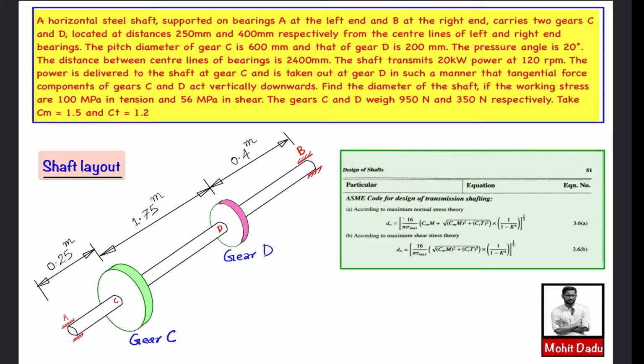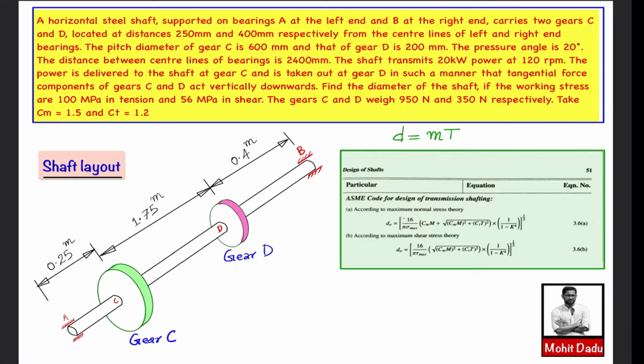In some cases the number of teeth and module of the gears will be specified. In that case you can find the diameter from module times number of teeth. Here the diameters of both gears are directly given, and the distance between the two bearing ends is 2400 mm, that means 2.4 meter, and from this you can find this distance as 1.75 meter. The shaft is transmitting a power of 20 kilowatts at 120 rpm, so you can evaluate the torque transmitted.